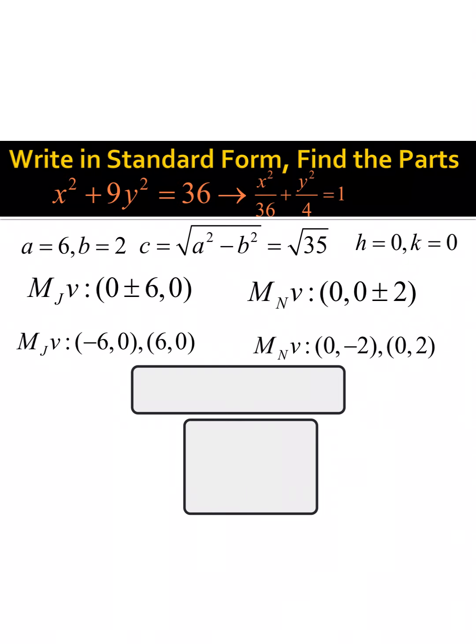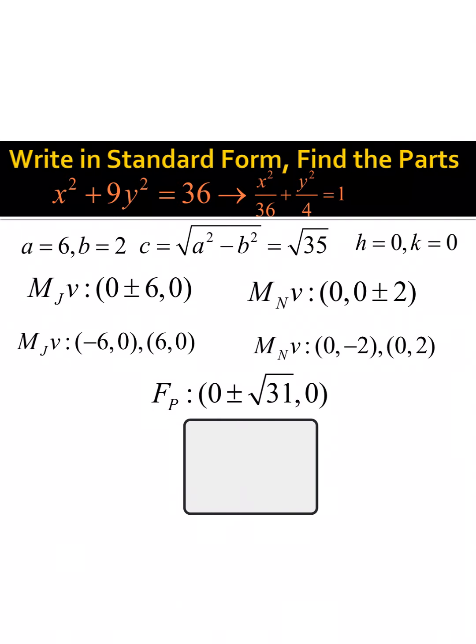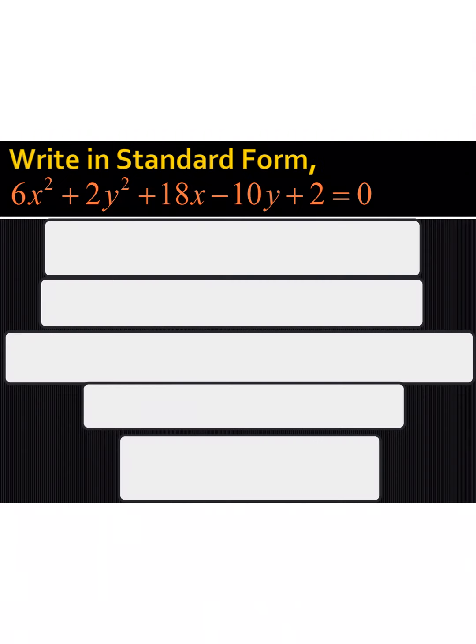Because I have a horizontal ellipse, I know that I'm going to be adding c to my h value to find my focus points. So I have 0 plus or minus radical 35, comma 0. And then finally, to find my eccentricity, it would just be c over a, which is going to be radical 35 over 6. And when I define my major axis, it would be y is equal to 0. And my minor axis would be x is equal to 0.